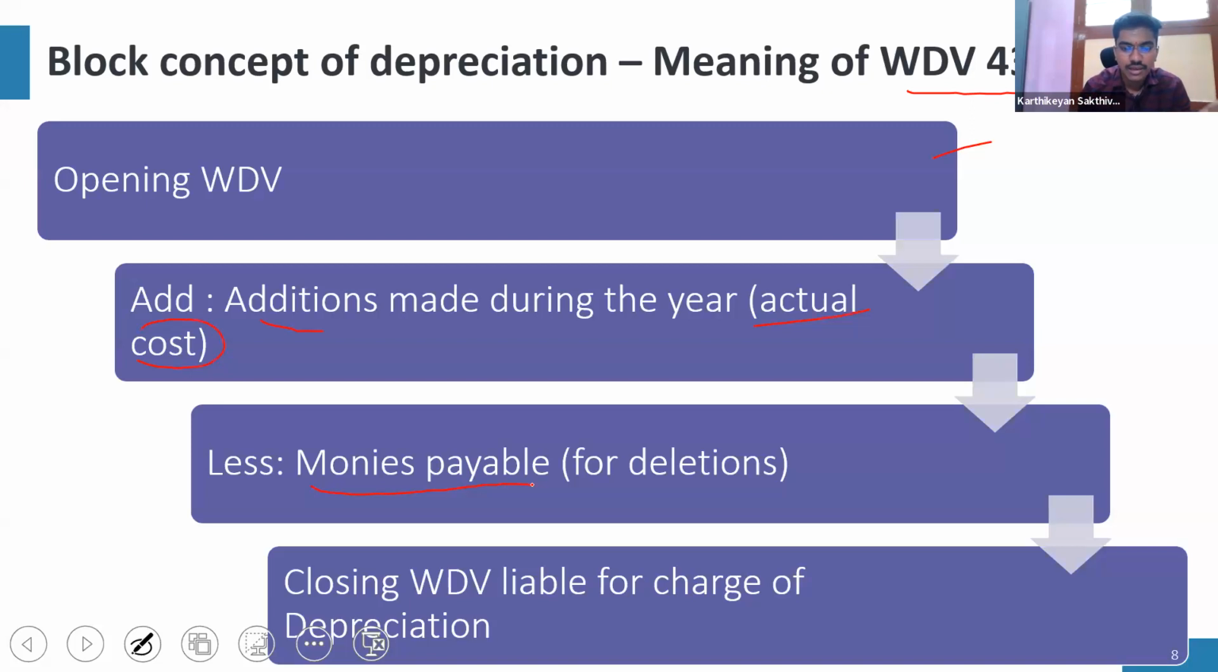I'll just get there. So after by taking opening WDV and adding additions and subtracting monies payable, you will get the WDV which is chargeable for depreciation. On this, you should multiply the rate of depreciation. You will get depreciation. If you subtract the depreciation of current year from this closing WDV liable for charge, you will get the closing WDV. So opening WDV plus additions minus deletions will give you closing WDV. இங்க deletions னு எழுதுறதுக்கு பதிலா monies payable அப்படின்னு எழுதலாம்.